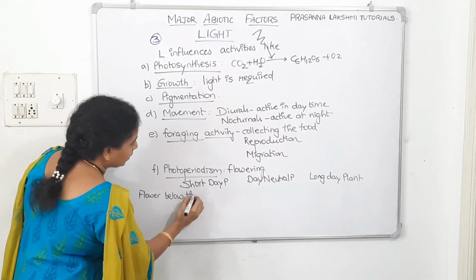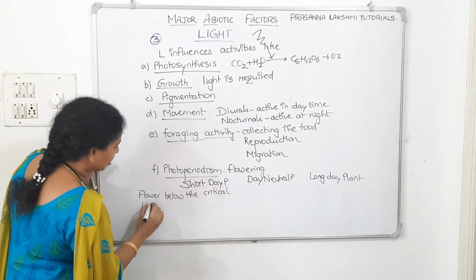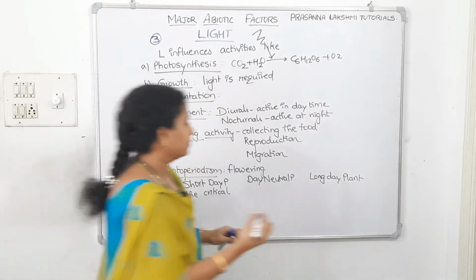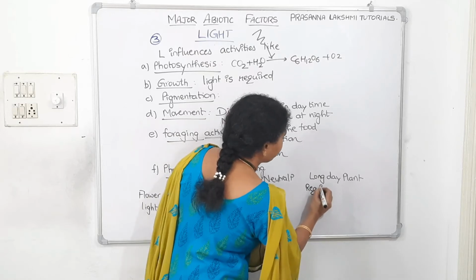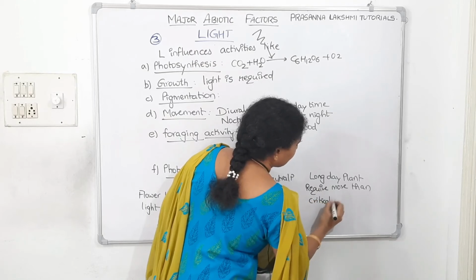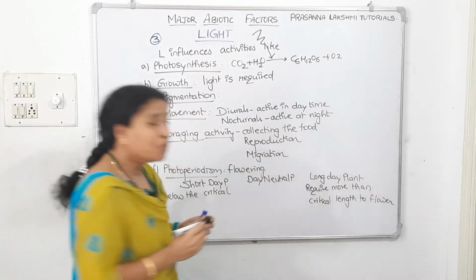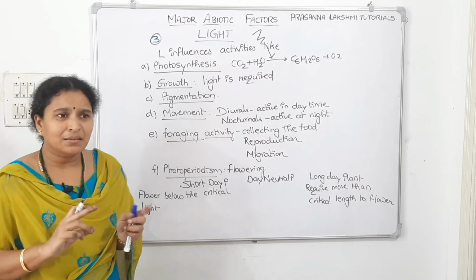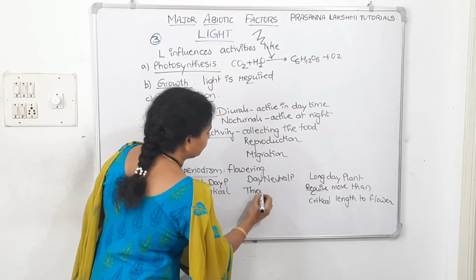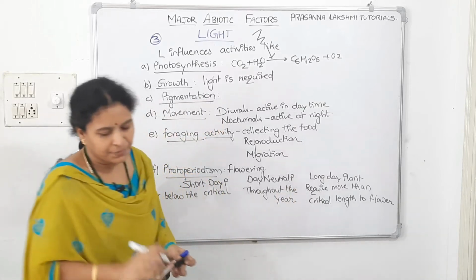Short day plants flower below the critical length of light. Long day plants require light more than the critical length to flower. Day neutral plants, critical length is not affected. So throughout the year they flower, right?